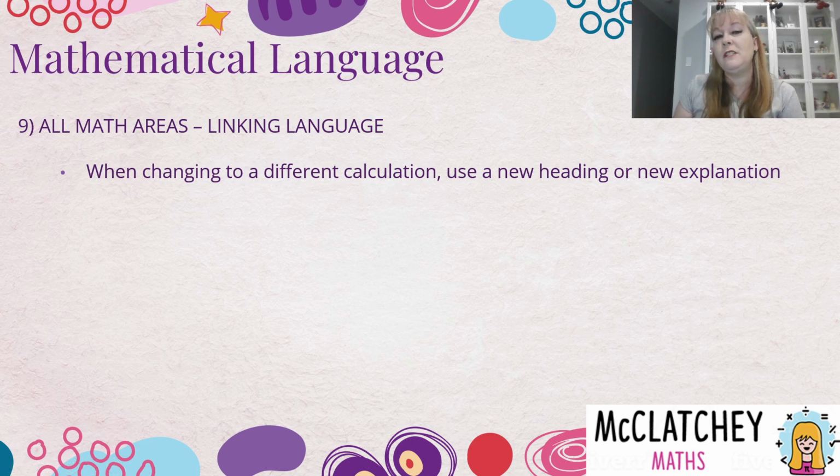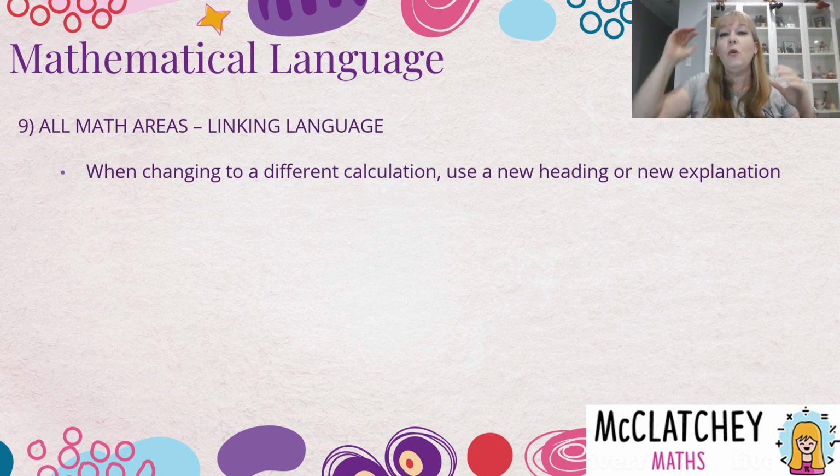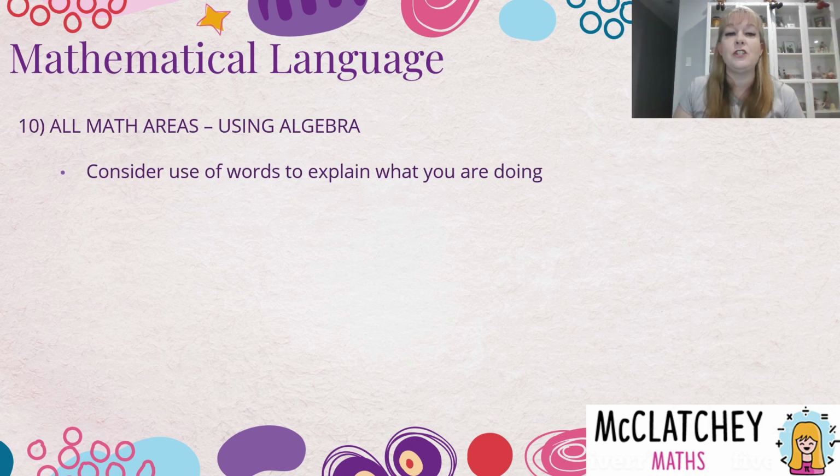When we change to a different calculation, so let's say we did one calculation for one formula and then we moved on to another calculation, we should have a new heading or a new explanation to explain that we're moving on to something else. Otherwise, it looks like we're talking about one whole thing.